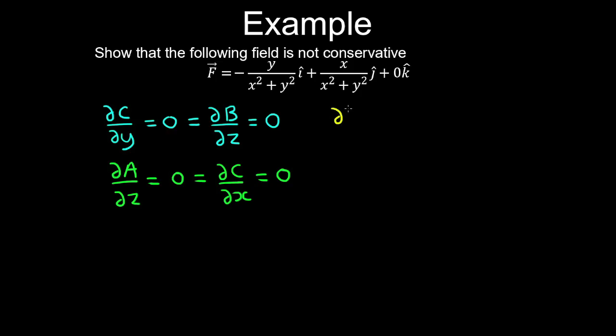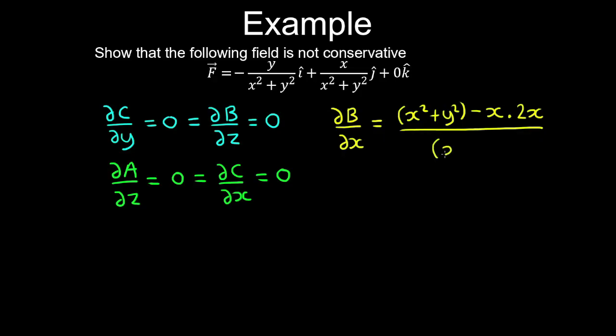And now we take the partial of b with respect to x. So using the quotient rule, we have low d high, which is 1, minus high d low with respect to x, which is 2x. And that's divided by low squared, which is x squared plus y squared, squared. So in the numerator, we have x squared minus 2x squared, which is minus x squared plus y squared.